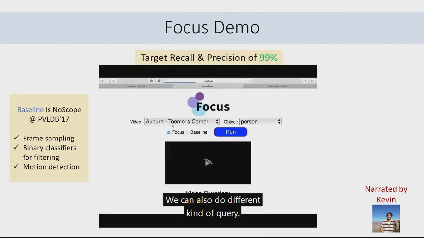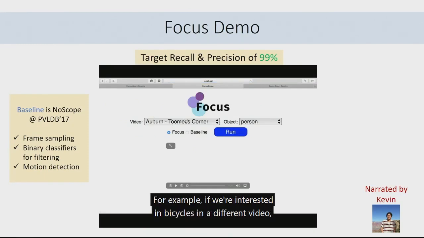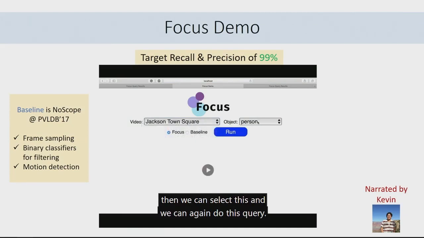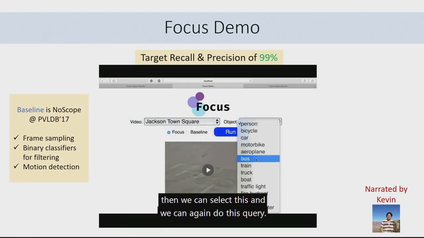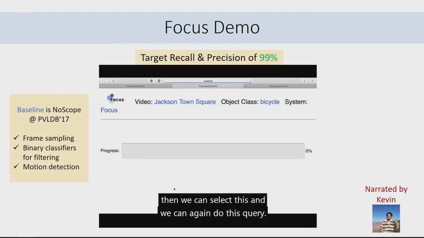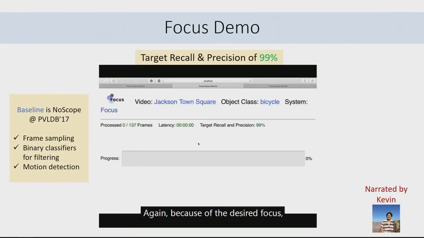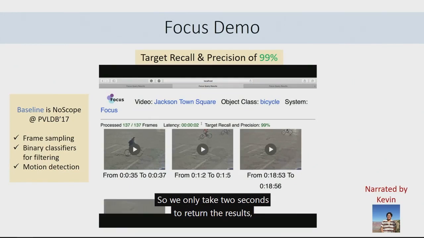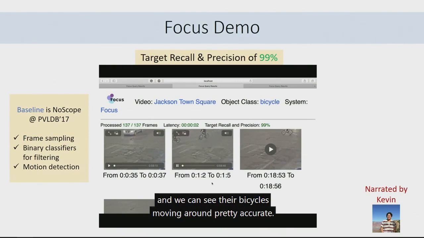And we can also do different kinds of queries. For example, if we are interested in bicycles in a different video, then we can select this, and we can again do this query. Again, because of the design of Focus, we only need to check very few frames at query time. So it only takes 2 seconds to return the results, and we can see there are bicycles moving around.